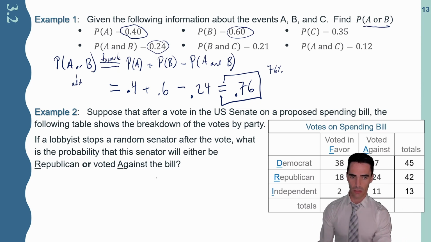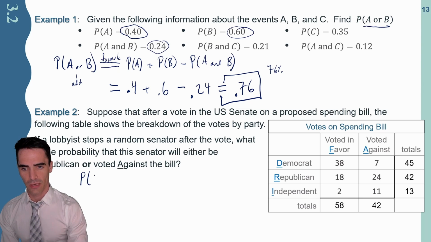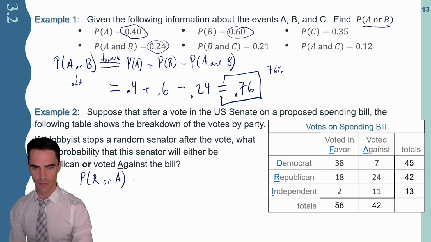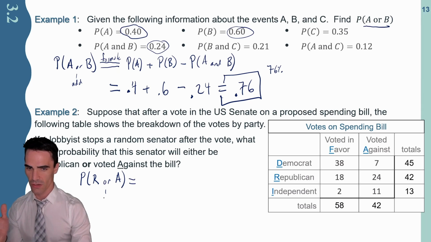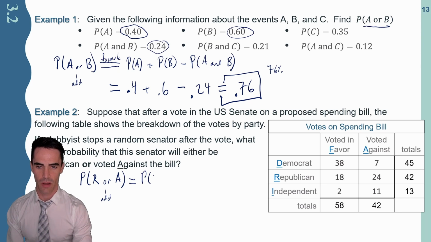Let me slide over here. I want to first start off by defining the event we're interested in, and I'll do some shorthand. Probability of Republican, I'll write an R for that, or against the bill, so I'll write an A for these two. Again, as we're getting started, I encourage you to read "or" and write "add". Note to self, there's a formula for that. And so I'll write this as the probability of R plus the probability of A minus the overlap, the probability of R and A.